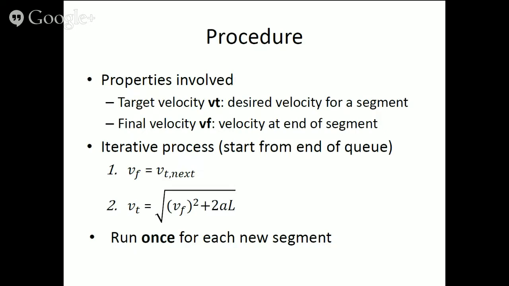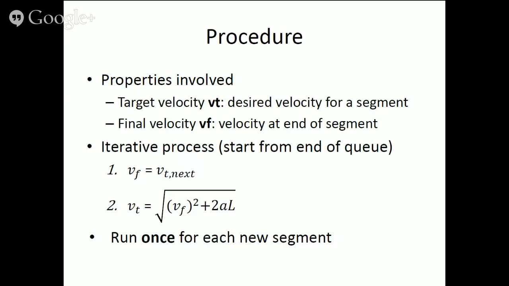There are two quantities you're looking for: the target velocity, which is basically the feed that you want to be following as you're going over that segment, and the final velocity, which is whatever velocity you have to be at the end of a segment so as not to violate the next one. The way we compute this is by walking backwards at the end of the queue. You start by assuming that the final velocity of the previous segment equals the target velocity of the next segment, and then your target velocity, which in this case is the fastest that you can go and still decelerate to your final velocity, is given by that equation there.